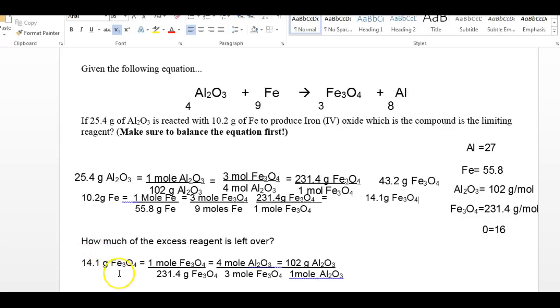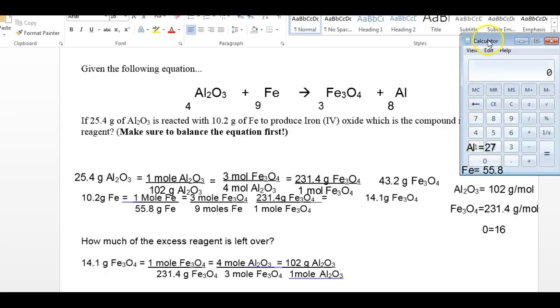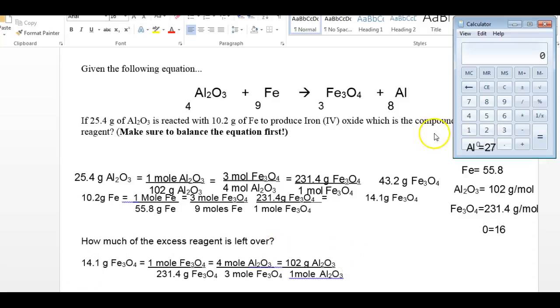So if you do the math, 14.1 times 4 times 102 divided by 231 by 3, we're going to get a number. Let's do it, because I haven't done it yet. This will tell us how much we'll actually use. So we've got 14.1. Multiply it by 4, multiply it by 102, and we get that. Then we divide by 231.4, then we divide by 3, and that'll be 8.29.